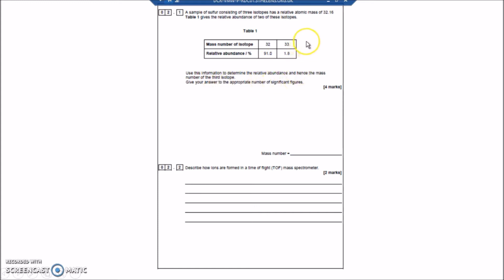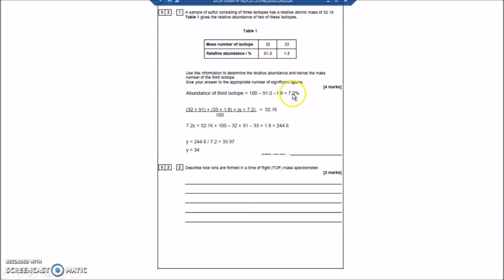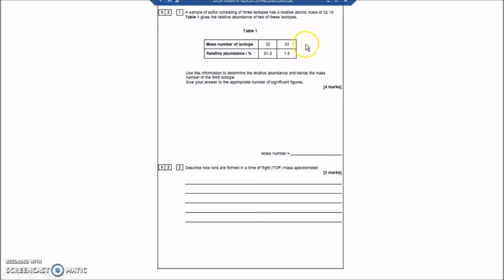So now we've got to work out what mass the third one has and also what abundance it has. Well, there's only 3 isotopes, so if the isotope with a mass number of 32 is 91%, and this one's 1.8%, then 100% take away 91, take away 1.8% will tell you that 7.2% is the remaining isotope. So 7.2% is this remaining isotope, and we don't know what mass it is.